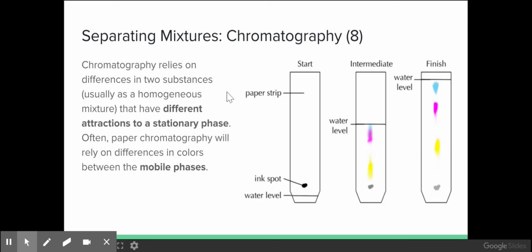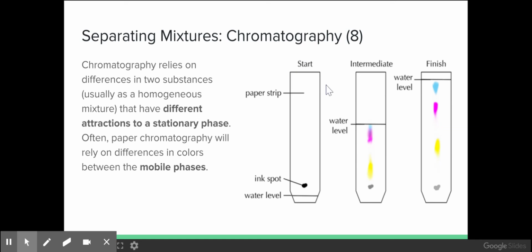The last separation technique is very specialized. It's called chromatography. Prefix chromato, color. Chromatography relies on differences in two substances. Usually they're mixed together as a homogeneous mixture that have different levels of attraction to a stationary phase. Most times when we work with chromatography, we rely on differences in the colors that are brought about by a mobile phase.